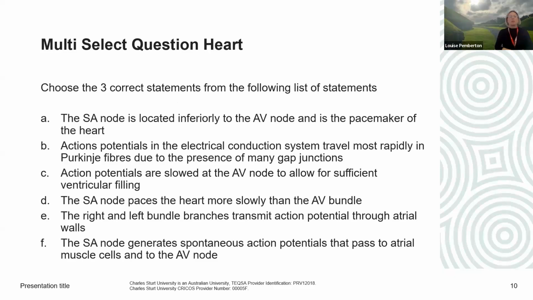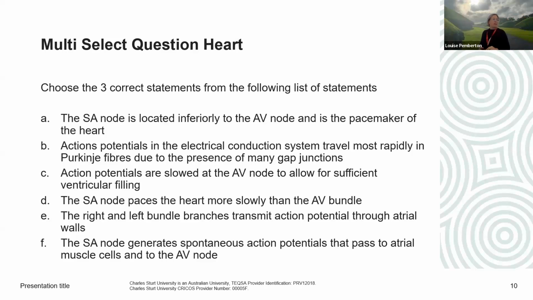Okay, let's do this one together. Select 3 correct statements from the following. Your sinoatrial node is located inferiorly to the AV node and is the pacemaker of the heart. Incorrect. Everyone going for incorrect? Because it's superior to the AV node.